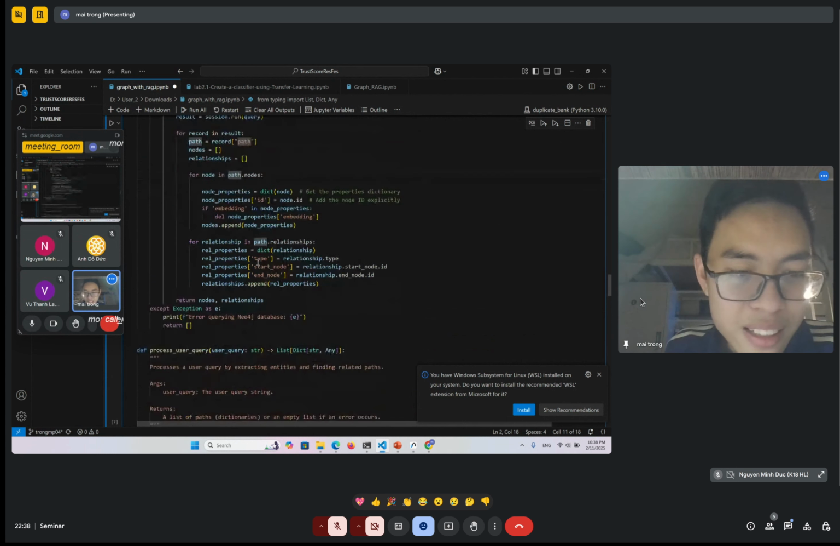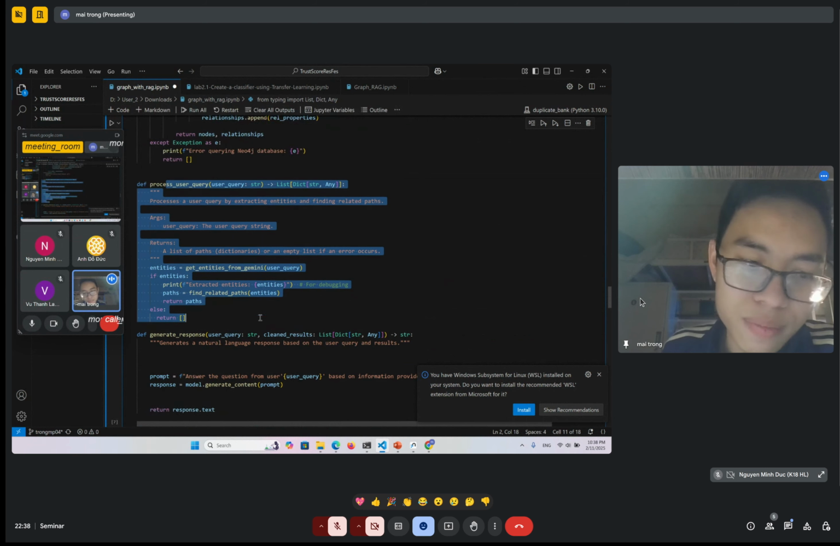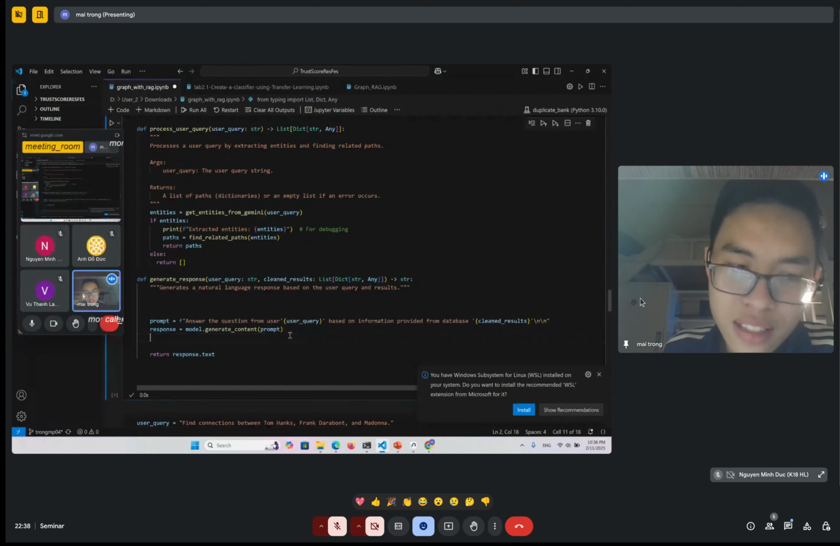And now, this one just connects the two functions above together. And the final one is I generate a response from the information I got in Neo4j. The prompting is quite simple because I haven't improved it yet.